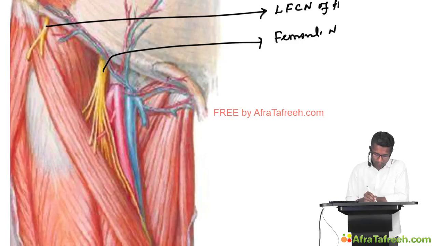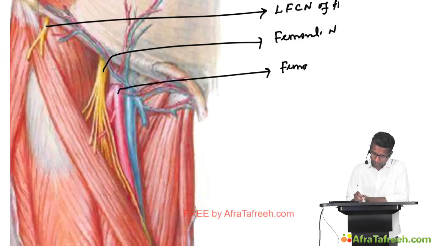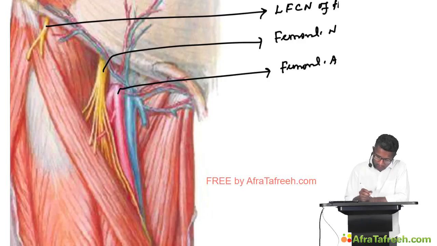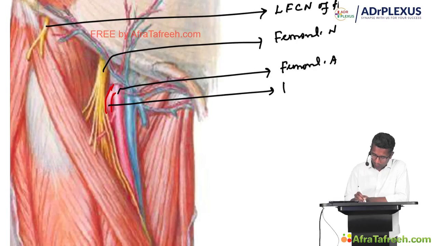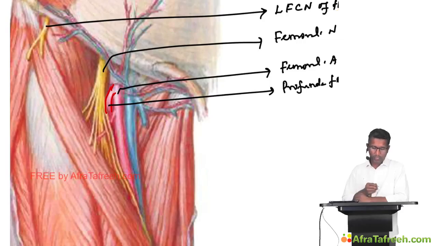And just medial to the femoral nerve, you get an artery. This artery is called the femoral artery, and this femoral artery gives a deep branch here. The deep branch arising from the femoral artery is called the profunda femoris artery.